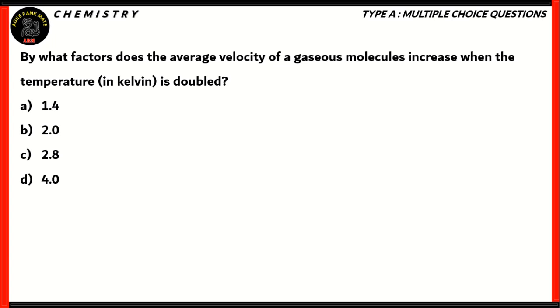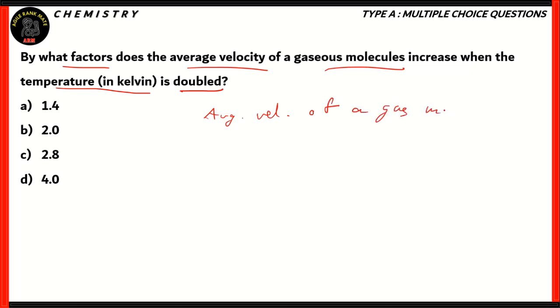Now, let's look at another question from chemistry. By what factors does the average velocity of a gaseous molecule increase when the temperature in Kelvin is doubled? So, in order to solve this question, we would need to know the formula for average velocity of a gas molecule.